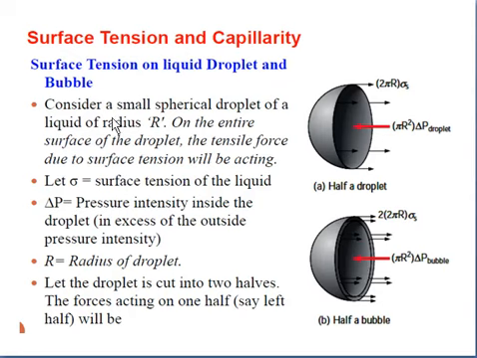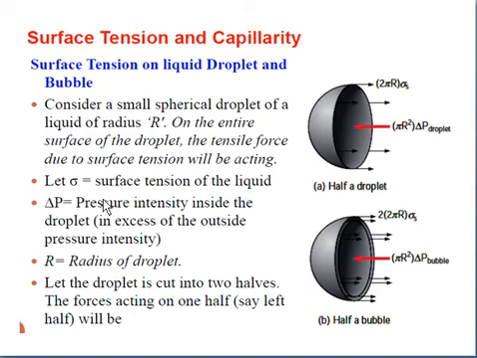Okay, consider a small spherical droplet of liquid of radius r. On the entire surface of the droplet, the tensile force due to the surface tension will be acting. Now see, we will consider this droplet having the radius r. This half portion is r, and here the tensile force is acting along the periphery. You can see that the force is acting along the periphery.